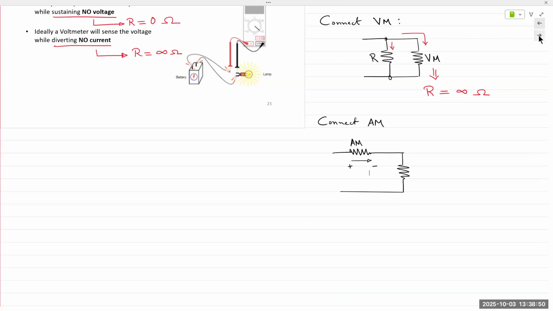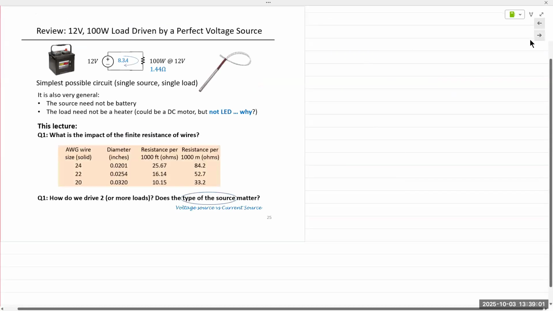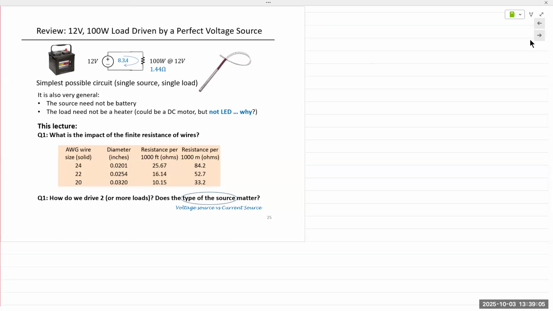Let's move on. A few more examples that pertain to the homework. So we have a 12-volt battery. The battery is connected to a 100-watt load. This is, again, something that we looked at previously.